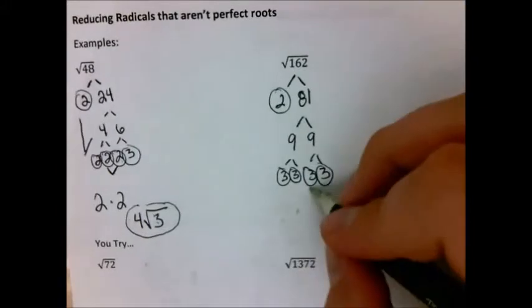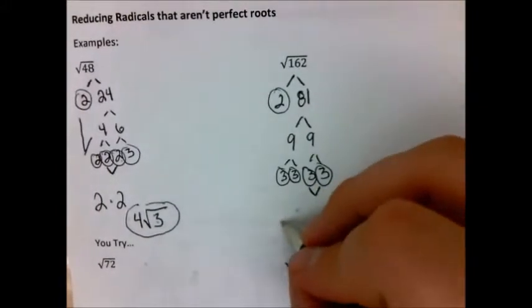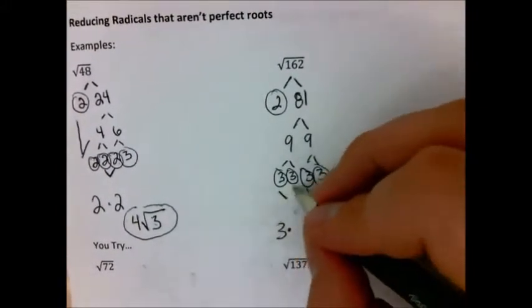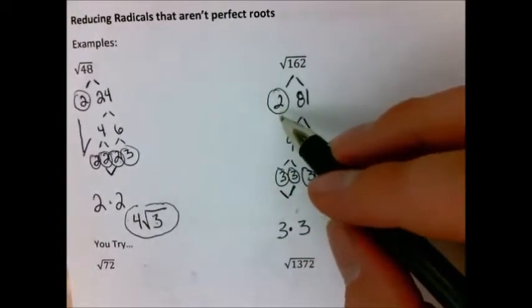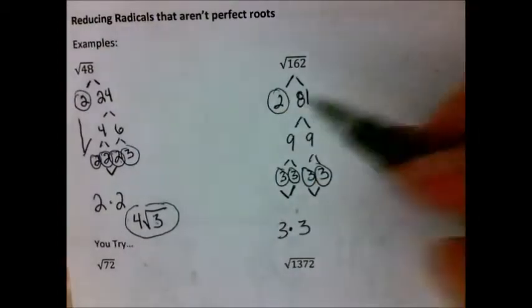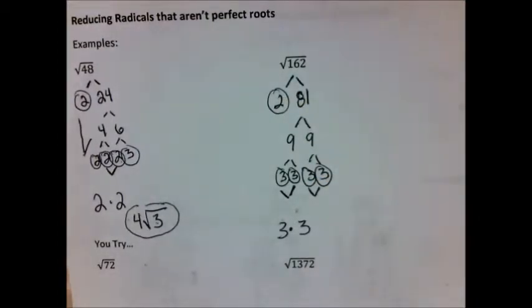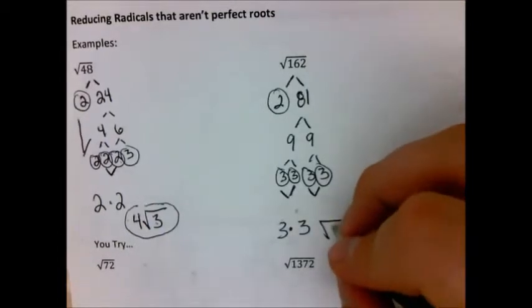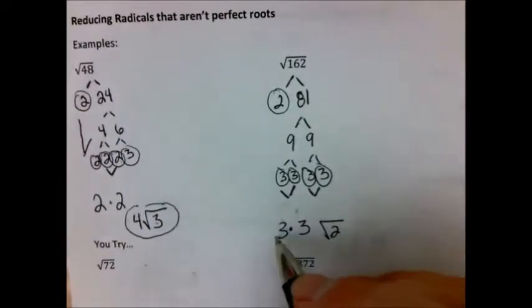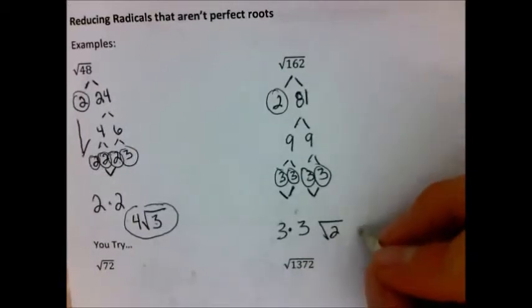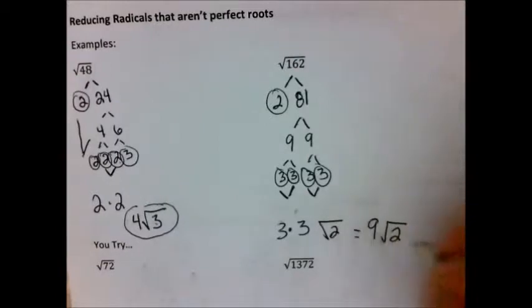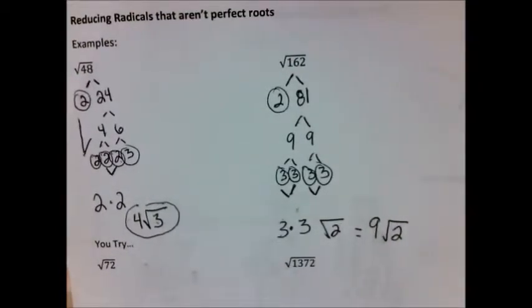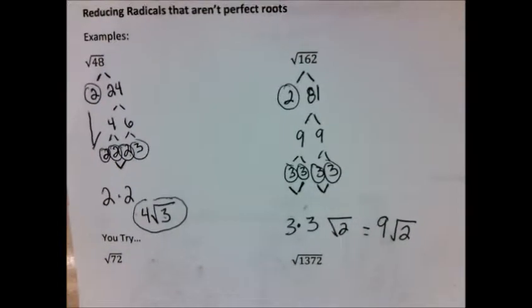So let's start with the 3s. There's 1 pair of 3s, so 1 pair of 3s comes down. There's a second pair of 3s, so the second pair of 3s comes down. But this 2, once again, it's lonely. It can't do anything because it doesn't have a partner to come out of the house with. So we're going to leave it under the radical. We're going to take these 2 numbers, 3 times 3, which is 9. So we'll get 9 square root 2. Write that down for me.